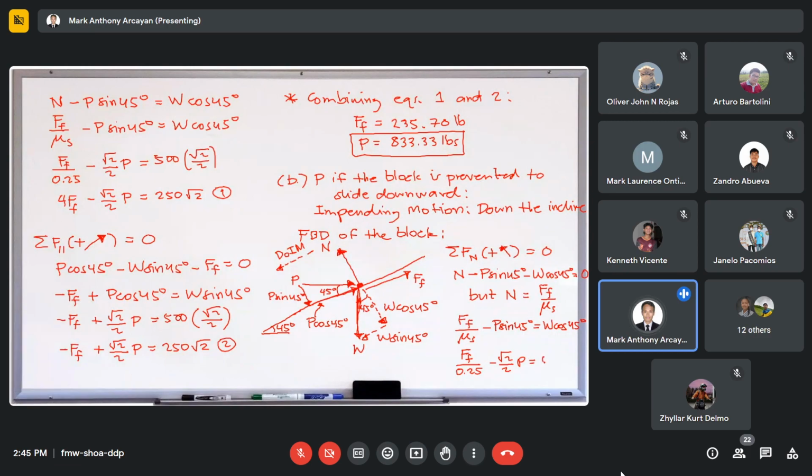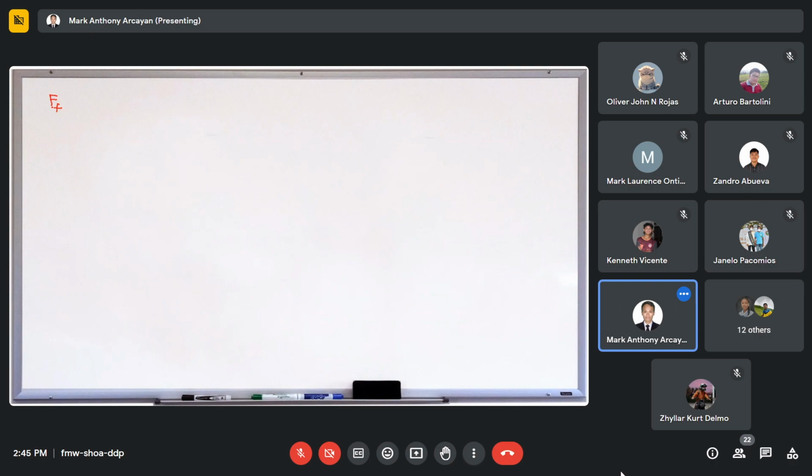This is 500 multiplied by square root of 2 over 2. Okay, we'll simplify in the next slide. We have here 4 F of F minus square root of 2 over 2 P is equal to 250 square root of 2. So this is our equation 1.